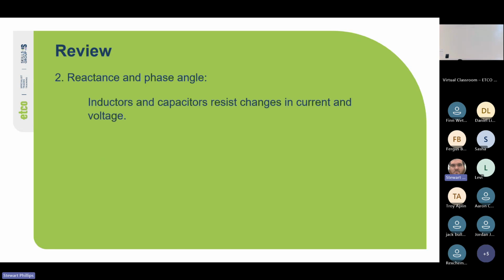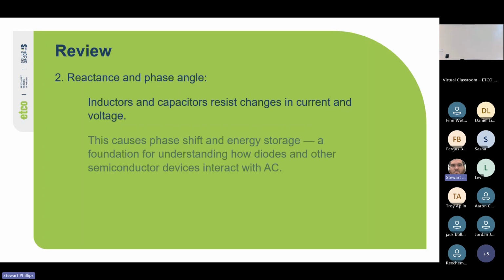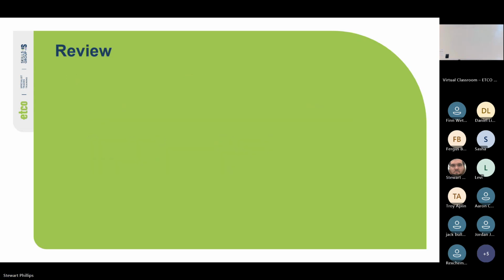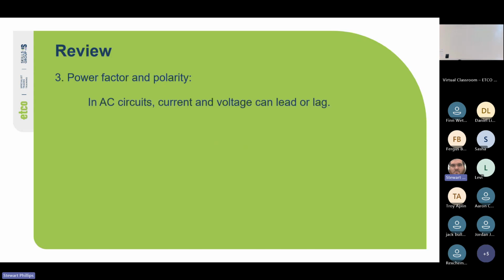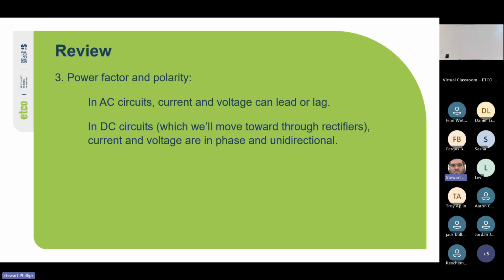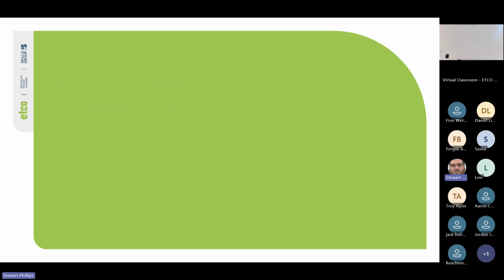So reactance and phase angle. We talked about previously, inductors and capacitors resist changes in current and voltage. This causes the phase shift, also known as our power factor, a foundation of understanding how diodes and other semiconductors interact with AC. Cool. Then we looked at power factor and polarity. In AC circuits, current and voltage can lead or lag, whereas in DC circuits, which will move through towards rectifiers, current and voltage are in phase and unidirectional, so we don't get that phase shift.